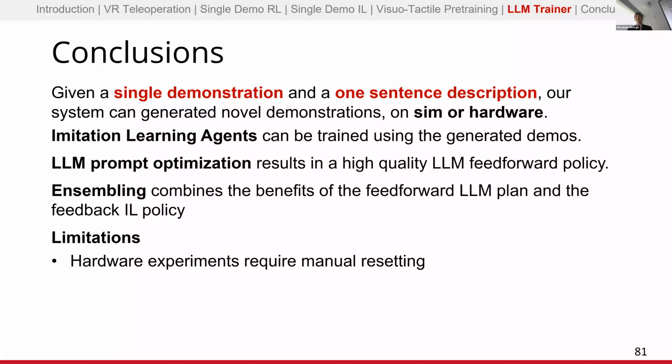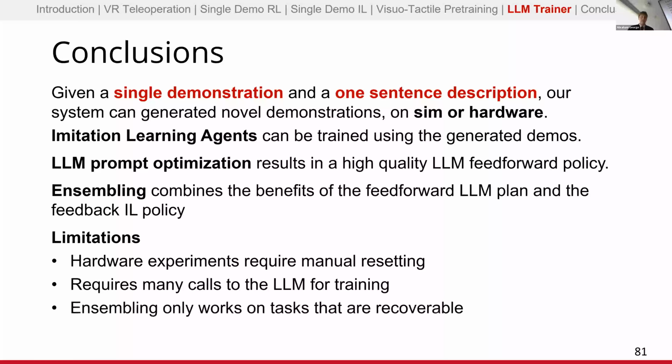Once again, you could do automated resetting to overcome this, but I had to manually reset the task every time. And it requires many calls to the LLM for training. So with our multi-armed bandit optimization, we optimized for minimizing the number of rollouts on the robot, not for minimizing the cost of querying the LLM. So in an actual implementation, especially if you're in simulation, you might need to make a different cost consideration there.